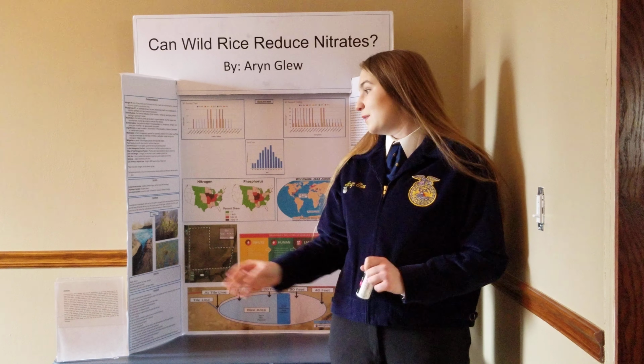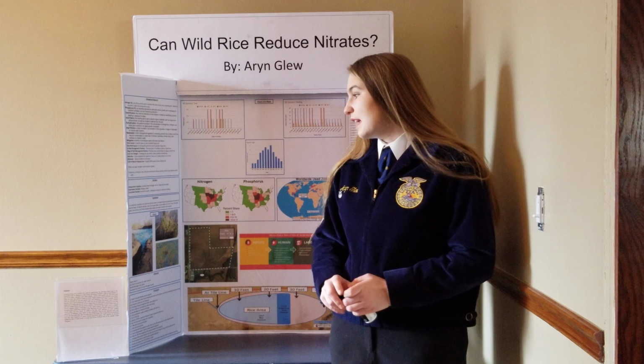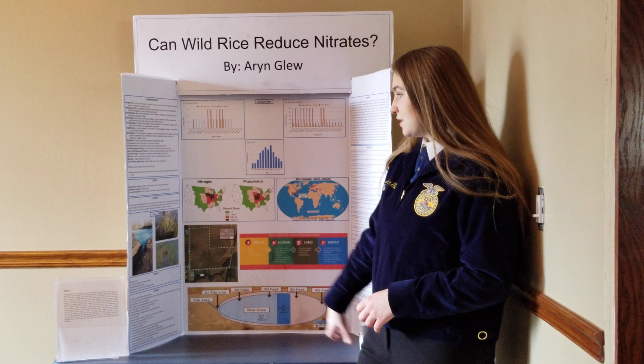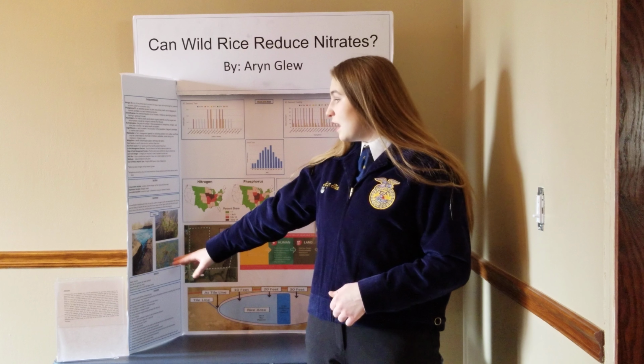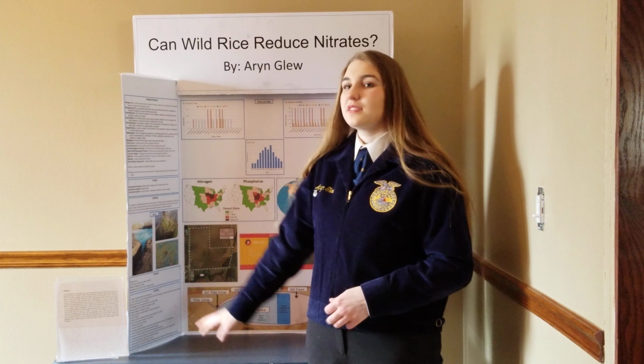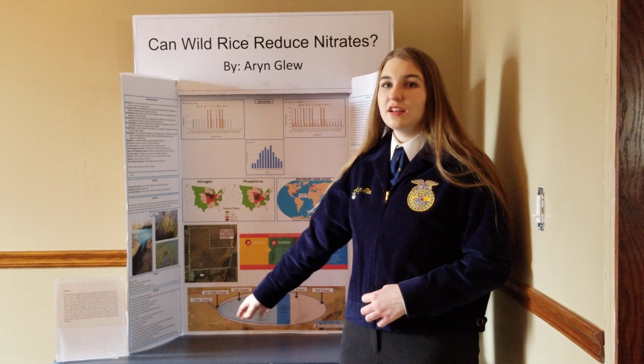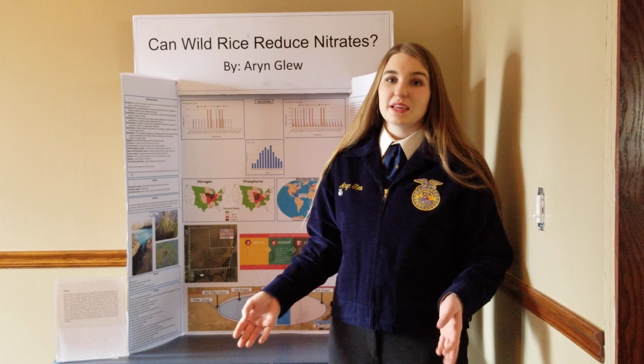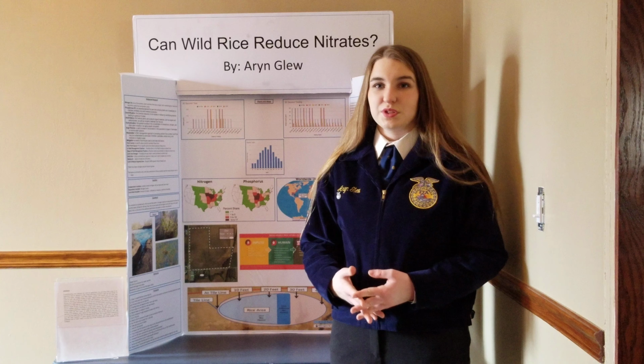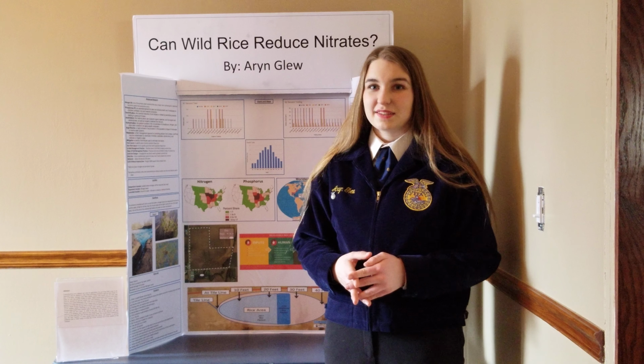So as you can see from these photos, this is what my wetland looks like. As you can see, this is the rice that we used, and this is what the wetland looks like. And as you can see from this map, we did add a little extra area this year in addition to doubling the amount of rice we use, which added up to be 100 pounds of rice.